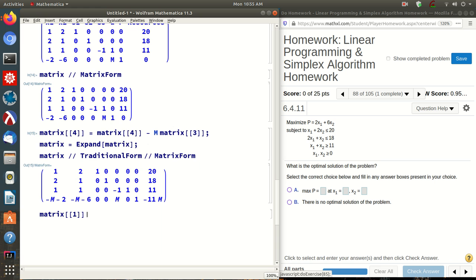So the first row, okay, the new first row is 1/2 times the old first row. I'm using traditional form, guys, because we have algebraic expressions in the bottom row of the matrix. I'm using traditional form and also the expand function because we have algebraic expressions in the bottom row of the matrix. If I did not use expand and traditional form, the matrix would still print to the screen, but it would be more difficult to read.